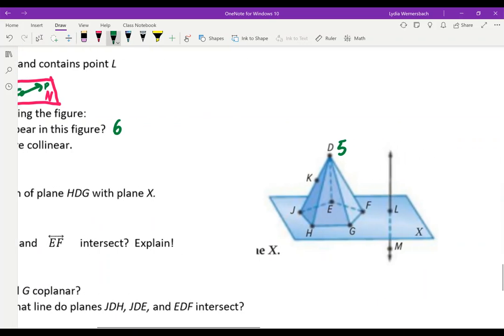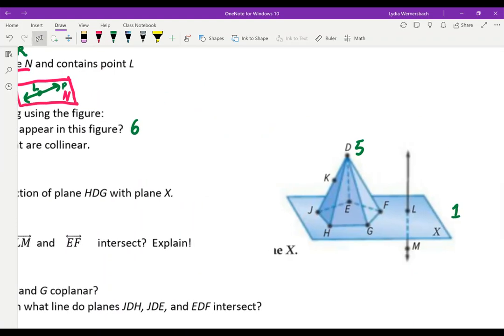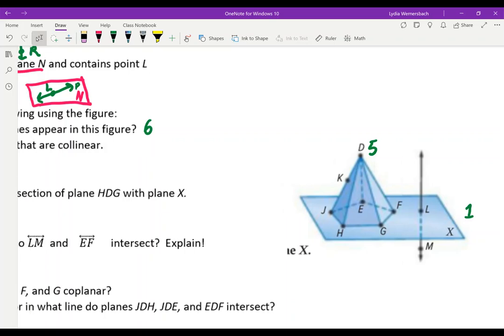We're going to have 6, okay? Because this would count as 1. And so that would be how many planes appear in this figure. Again, there can be more than this that exists, but they just showed us 6 in this picture.